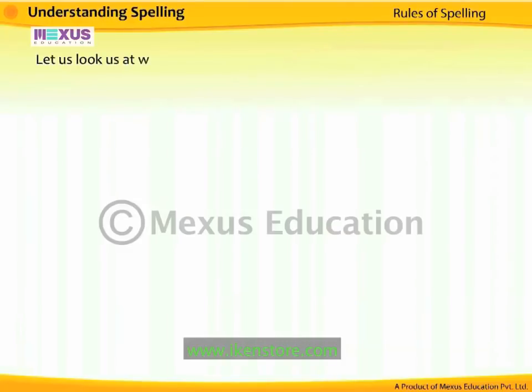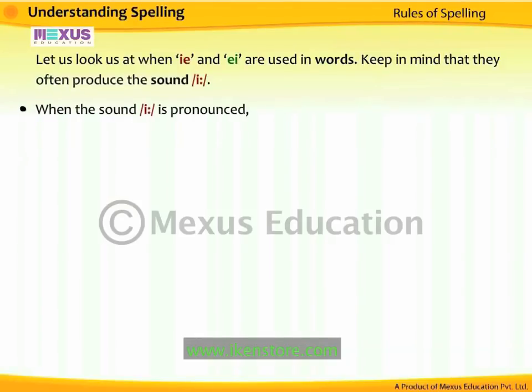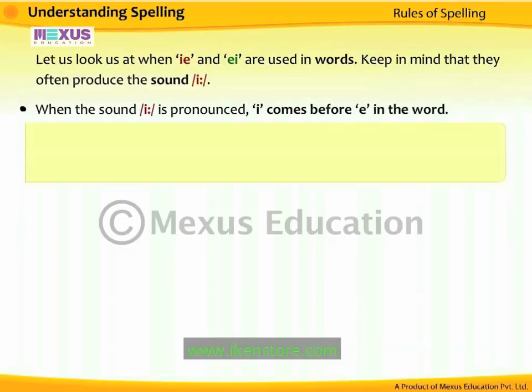Let us look at when I, E and EI are used in words. Keep in mind that they often produce the sound E. When the long I or the sound E is pronounced, the letter I comes before the letter E in the word. For example, BELIEF, belief, SIEGE, siege, YIELD, yield, etc.